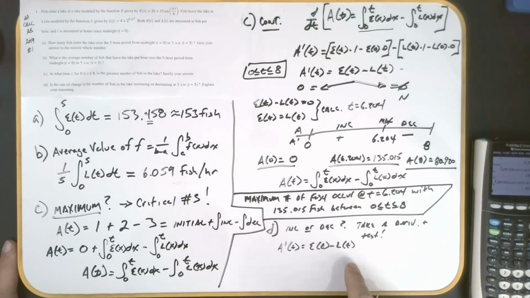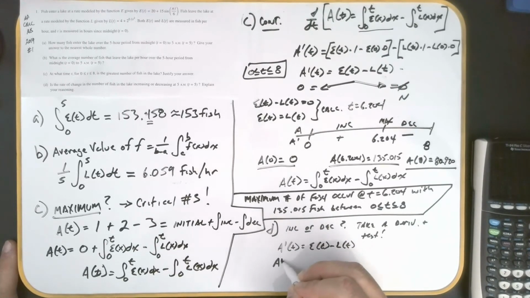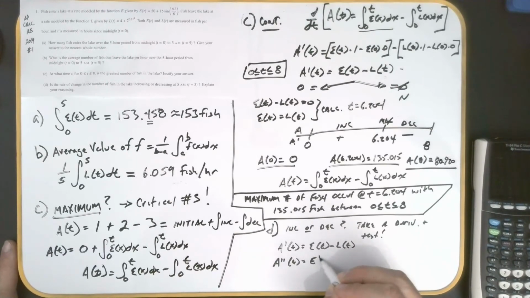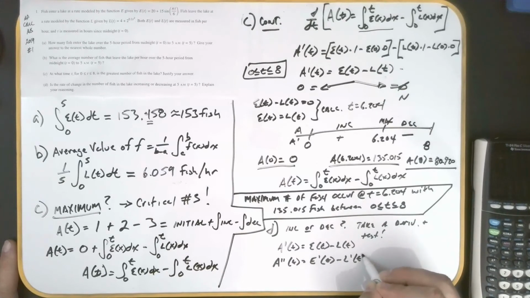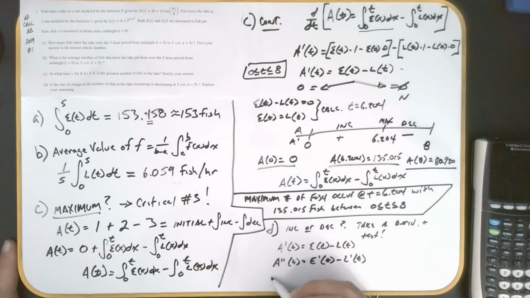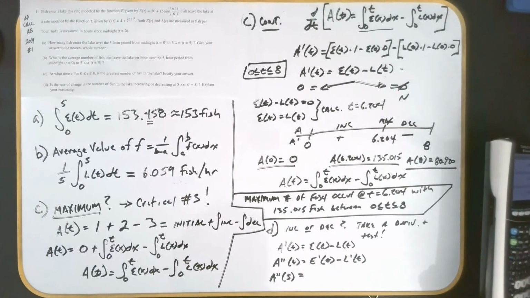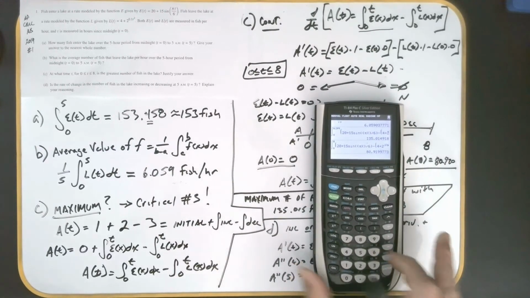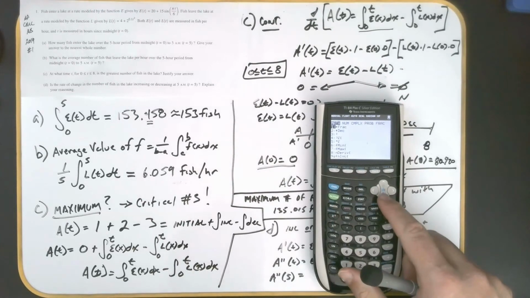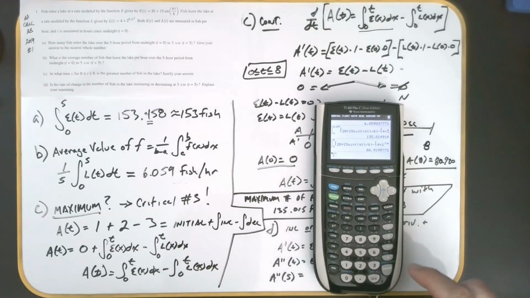Is this thing increasing or decreasing? Well, then you have to take the derivative of it, which would be the second derivative here. So it'd be E prime of t minus L prime of t, and then you evaluate that at 5. So we can just put 5 in here, and let's see what they are. In this one, we're going to take advantage of our calculator again, and we'll just see what these two numbers are.